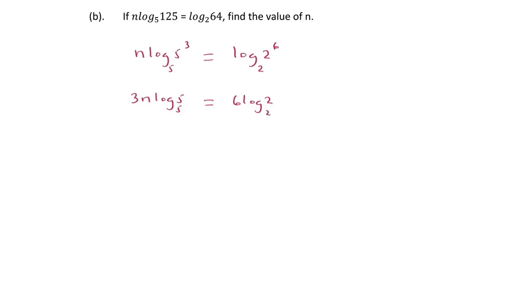Okay, so we know that log 5 base 5 equals to 1 and log 2 base 2 equals to 1. Okay, so let us now substitute the values. Our equation is going to be 3n equals to 6. Okay, so next let us divide by 3 both sides. Then we are going to have n equals to 2. And this is going to be our answer.